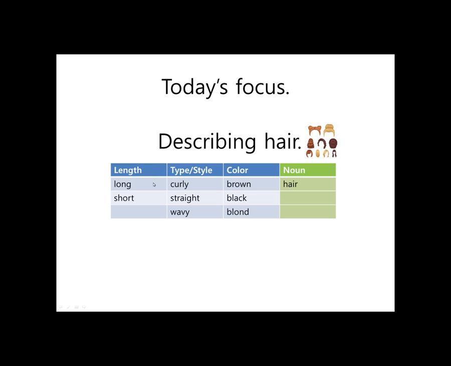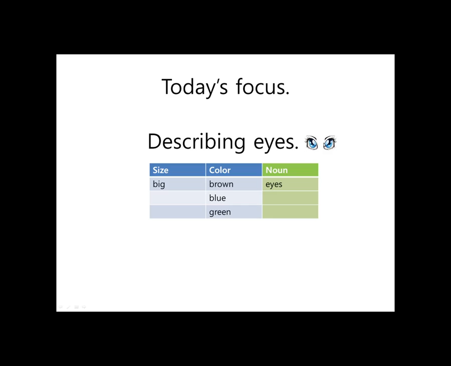So we say length, type, style, color, and our noun, hair. Okay, to describe eyes, we will just say the size, the color, and the noun, eyes. So these are big blue eyes, big blue eyes.